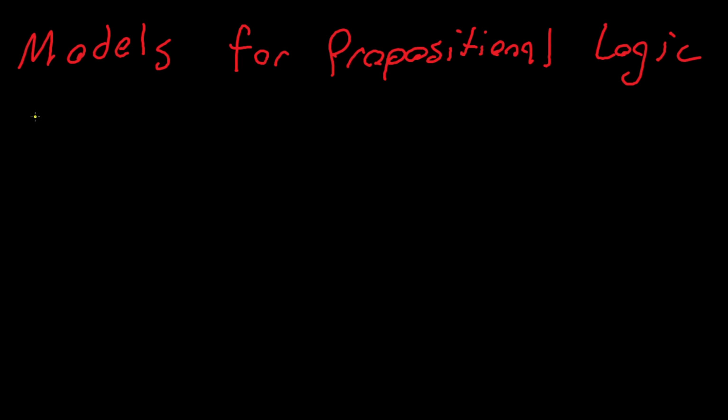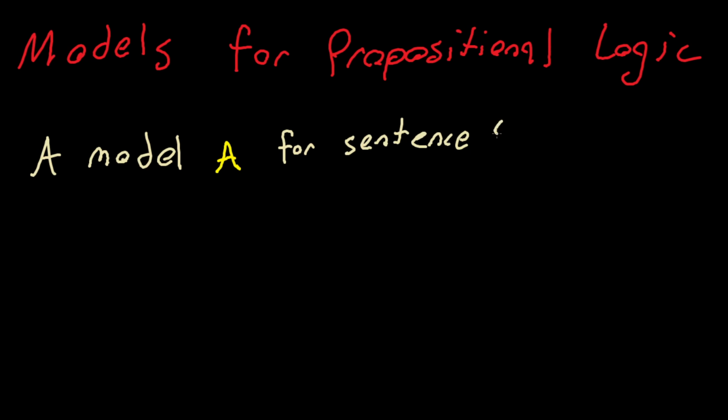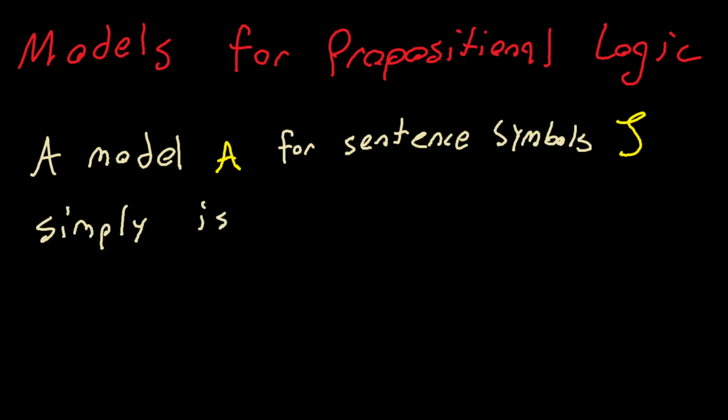A model A for sentence symbols S simply is a subset of S. So a model for a set of sentence symbols is actually just a subset of sentence symbols.